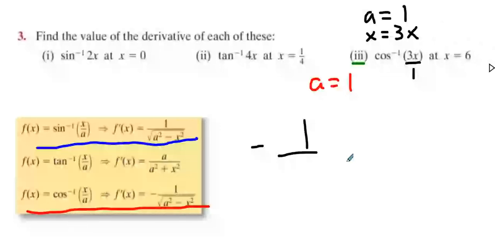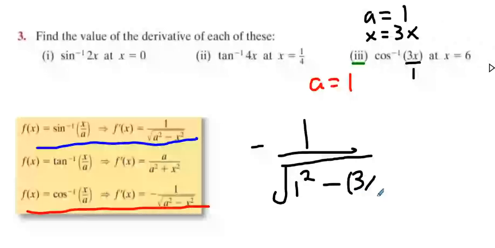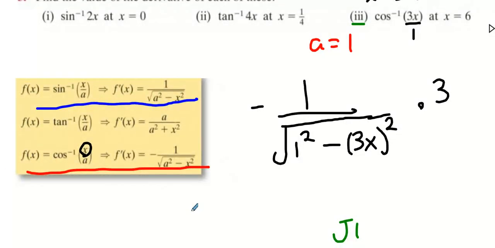Minus 1 over the square root of 1 squared minus 3x to be squared. It's the formula. Instead of having an x here, you have a 3x. So it's 3x instead of x. Did you differentiate the 3x to get 3? Everybody get that? Okay. I think you're right about the error though.